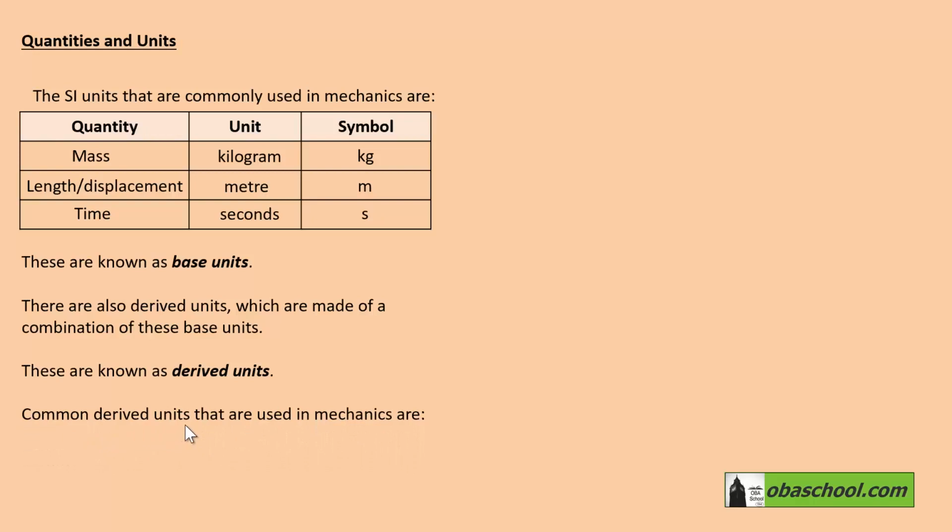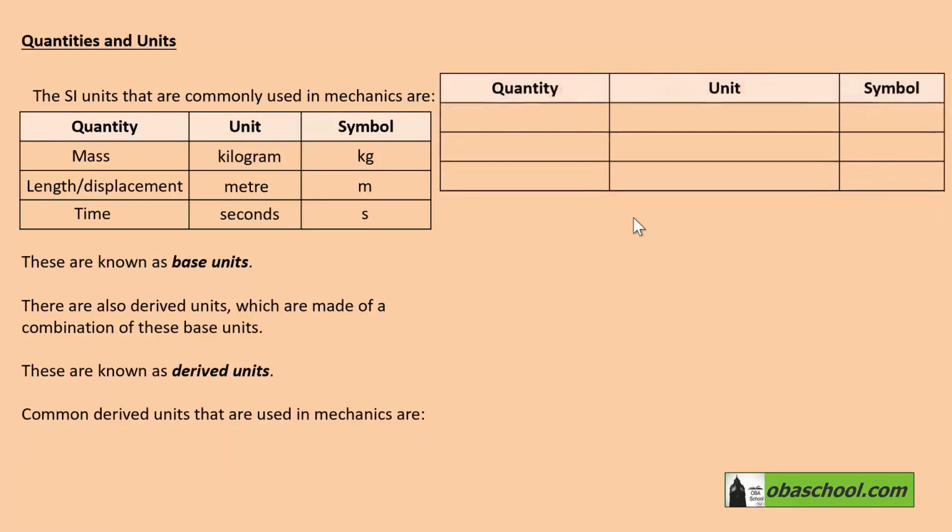Common derived units that are used in mechanics are speed or velocity, which is in meters per second, so we can see that's a combination of length and time. And we write m s^-1, or sometimes m/s.